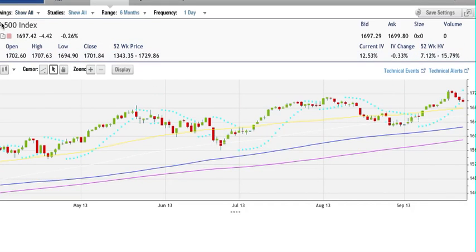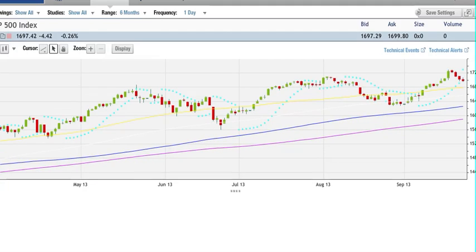We're looking here for getting to the 50-day moving average, 1680. That's going to be our target from here.